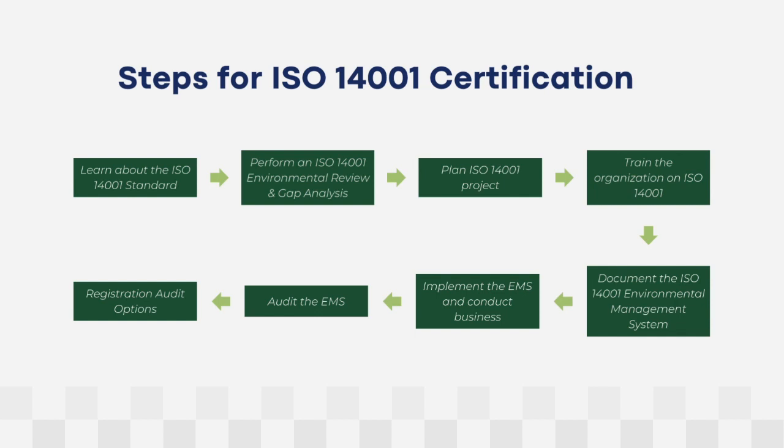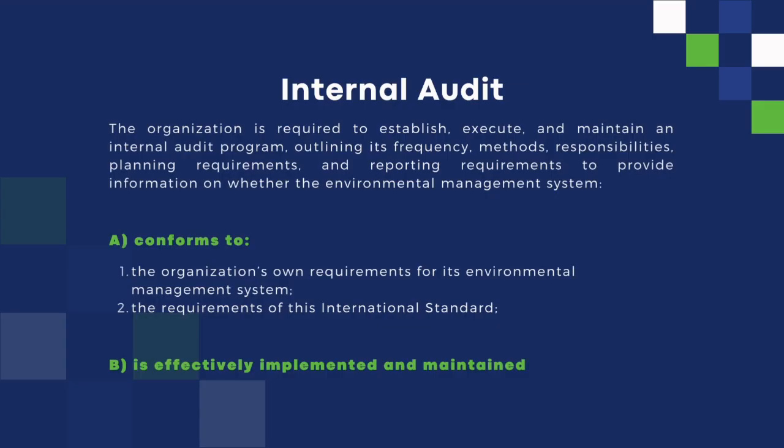Next is to use and improve your EMS. Once your system is developed and documented, employees will follow the procedures, collect records, and make improvements to the system. Next is to audit the EMS performance. Is it working? You will need to conduct internal audits to see how your system is working and find ways to improve it. And lastly, to achieve registration. Typically, you will select a registrar and they will come and perform your registration audit and then regular surveillance audits thereafter.